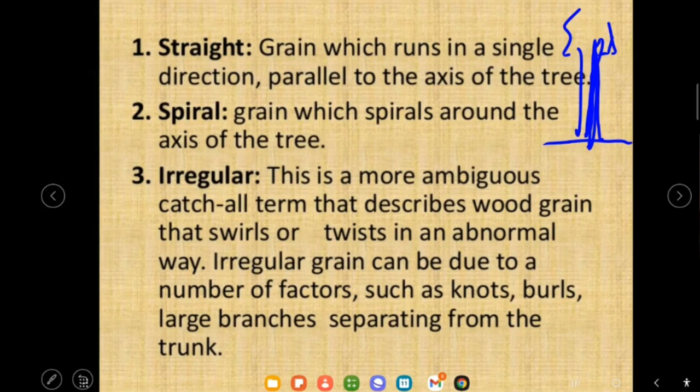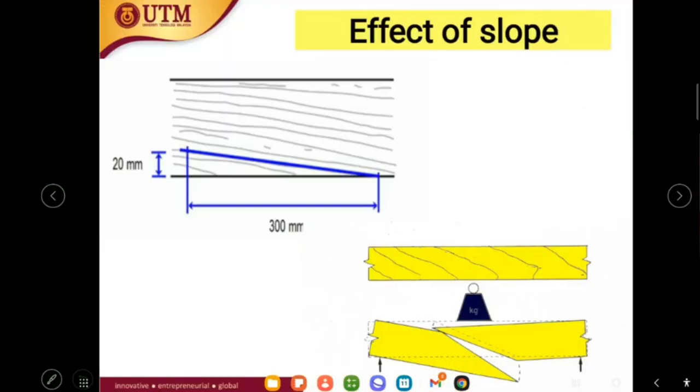This irregular grain can be formed by many factors. Sometimes because of defects, sometimes because of knots, sometimes because of branches. When you cut off the branches, you will have some sort of a knot, right? So that will result in irregular strength of the tree.